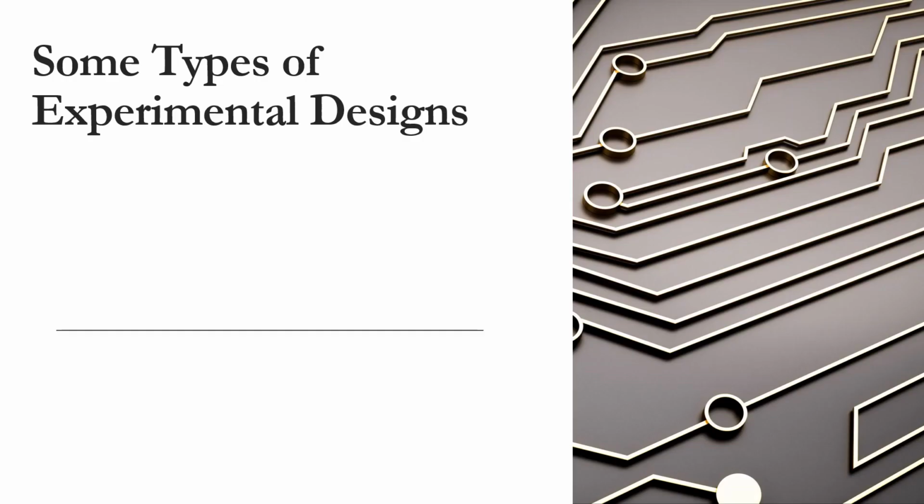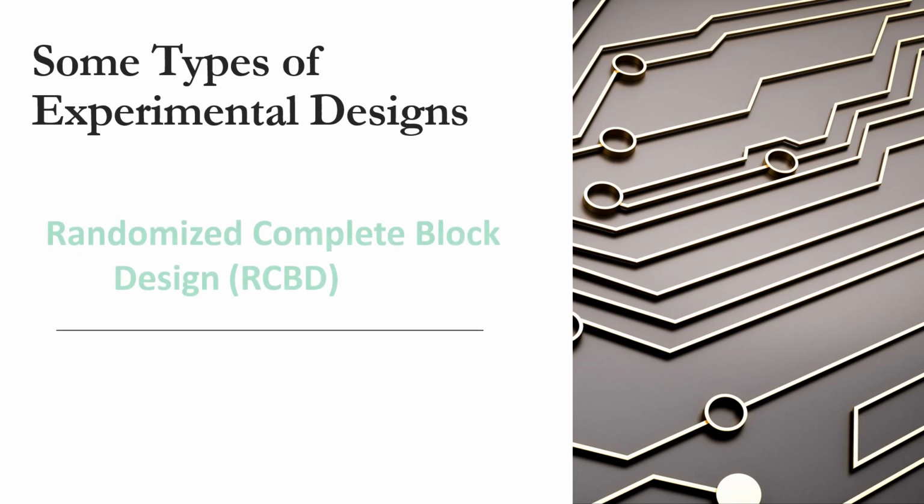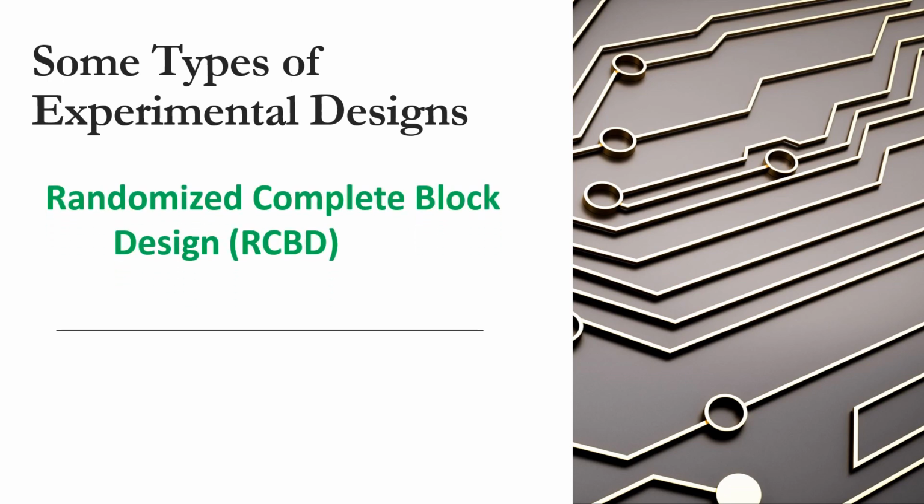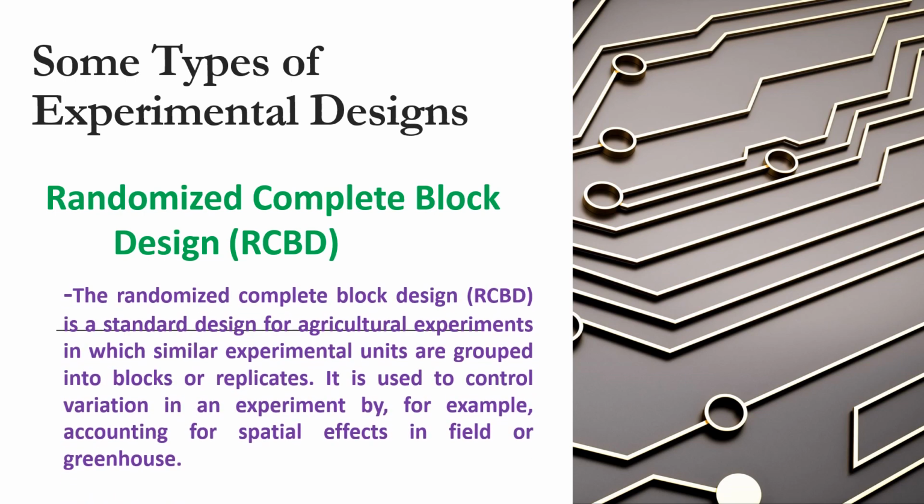Okay, another type of experimental design is the RCBD, the randomized complete block design. This one is the most common or a standard design for agricultural experiments in which similar experimental units are grouped into blocks or replicates. So it is used to control variations in an experiment, for example, by accounting for the spatial effects in fields or greenhouses.